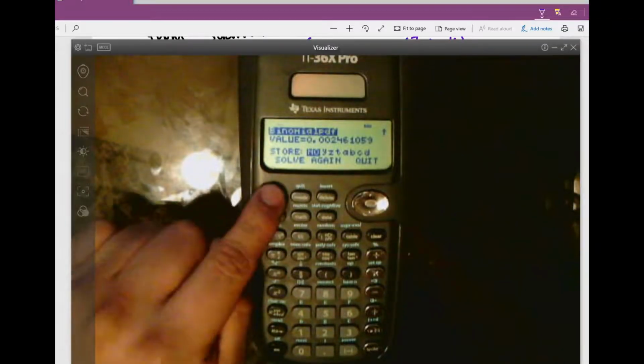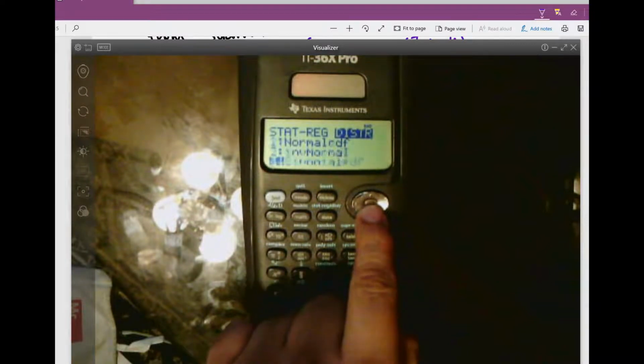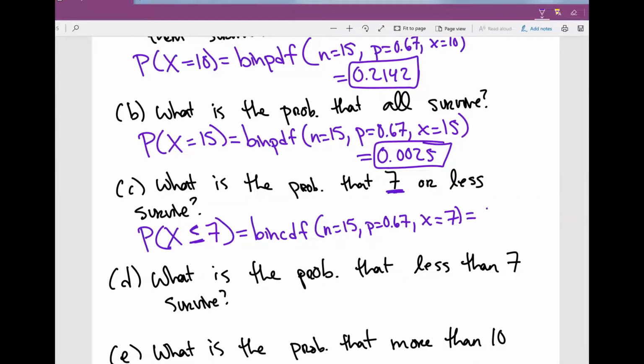So let's go ahead and use our calculator. We press second data, distributions, go down to binomial CDF, which is right below binomial PDF, and press enter. N stays the same, p stays the same, and x now is going to be equal to 7. We press calculate, and our answer is going to be 0.0837.